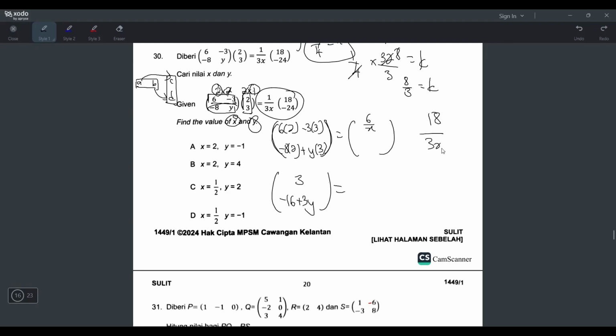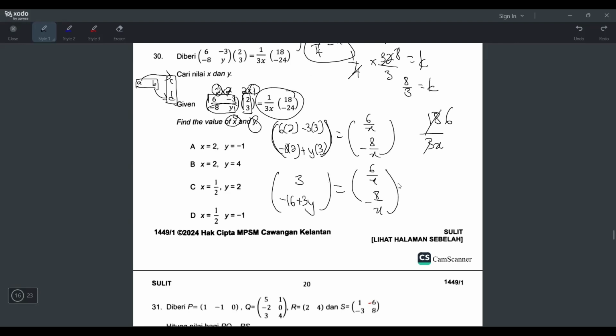Salah. 18 divided by 3x is 6 over x because the x stays at the bottom. Okay, not 6x. Negative 24 divided by 3x will be negative 8 over x. 24 divided by 3 is 8, but the x stays down there. Okay, and then here is 6 over x, here is negative 8 over x.